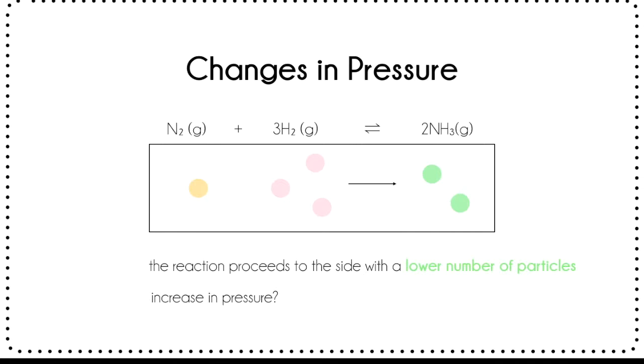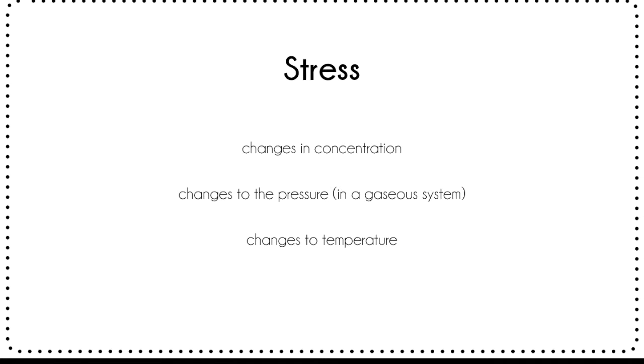Now, Le Chatelier's principle states that the reaction proceeds to a side with a lower number of particles if there's an increase in pressure. And that makes sense because an increase in pressure means less volume, which means that you want to go to the side where there's less space, right? Okay. Now let's talk about the changes to temperature, and this is the last part of this video.